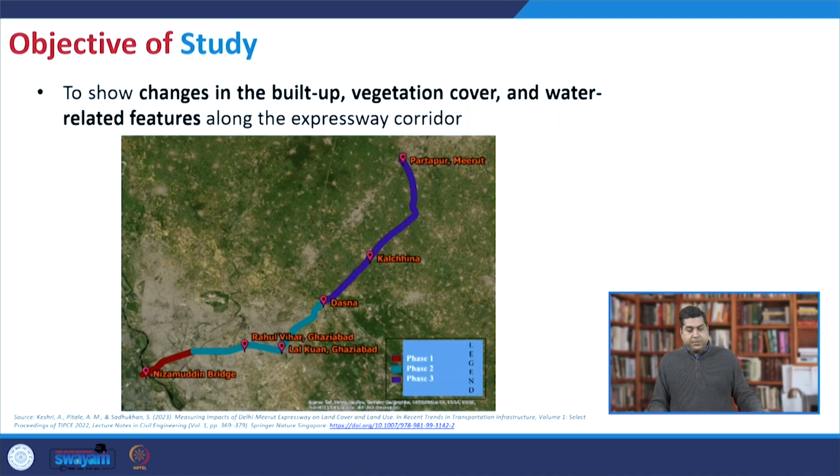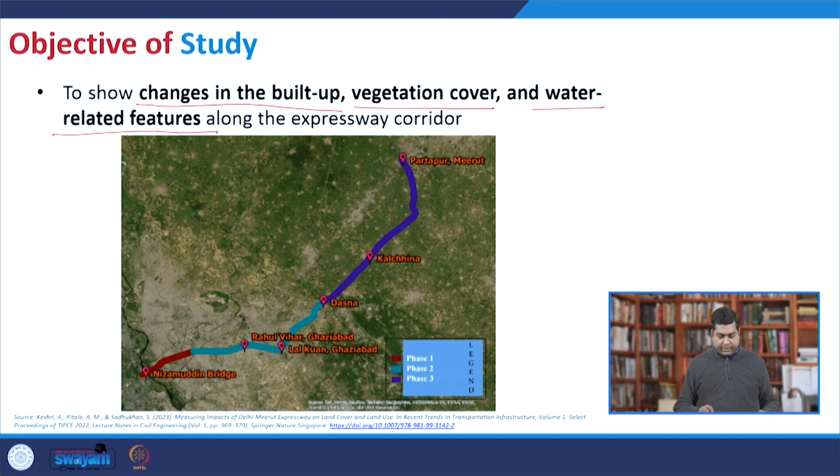Now coming to the objective of the study. In this particular study, the objective was to show the changes in the built-up, vegetation cover and water-related features along the expressway corridor. In this case, from Mirror to Nizamuddin Bridge, this is the long corridor, and there are certain important points that we have taken as points of interest, to detail out the changes.